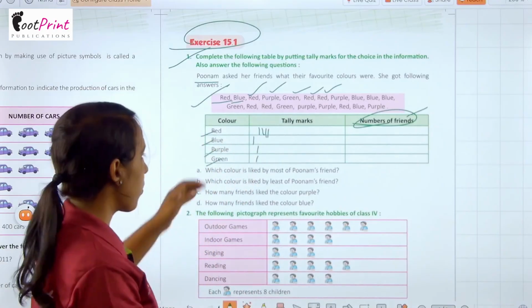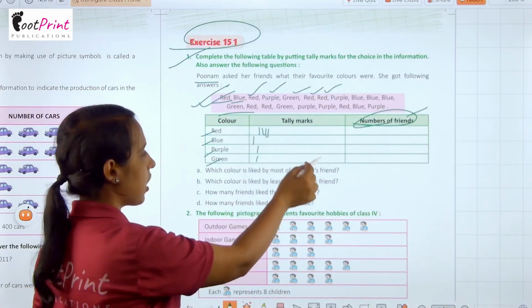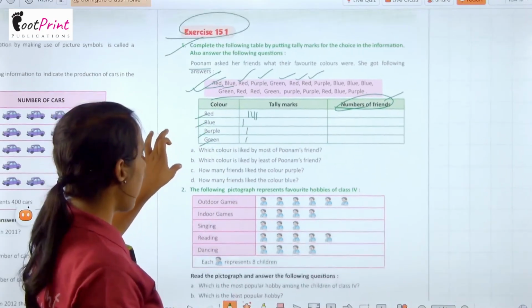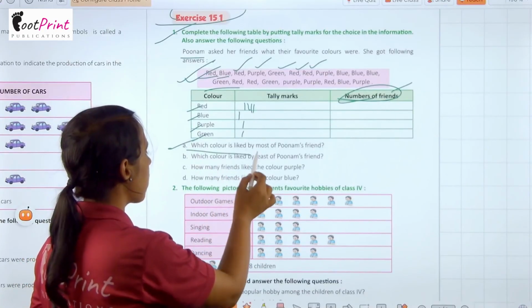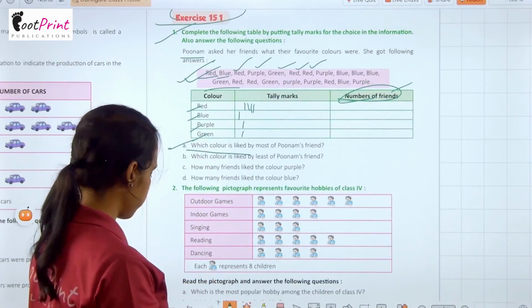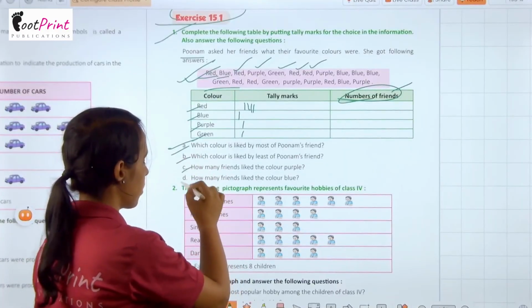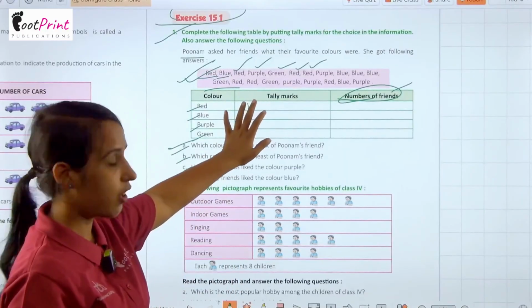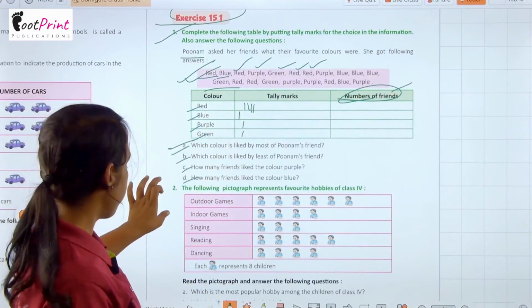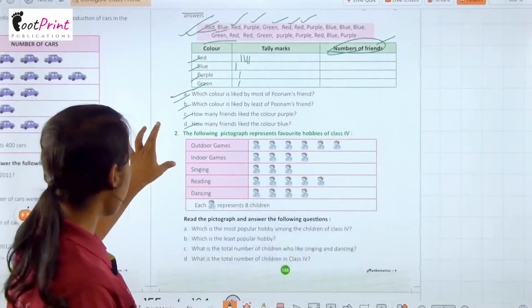Okay, from the given information we have the data here. Okay, and then we have to give the answer of these questions, that is based on this information. Okay. Next we have question number 2.